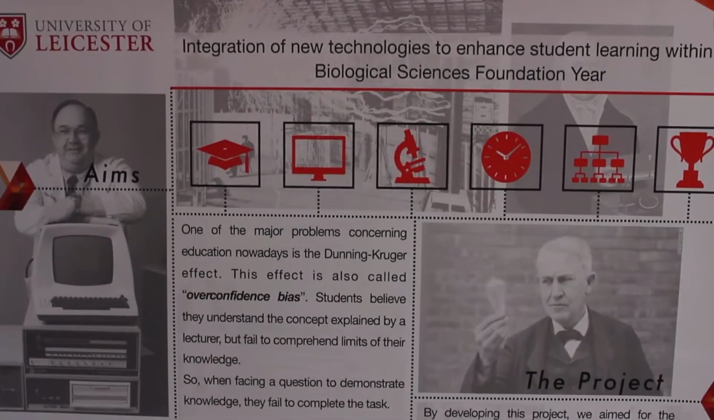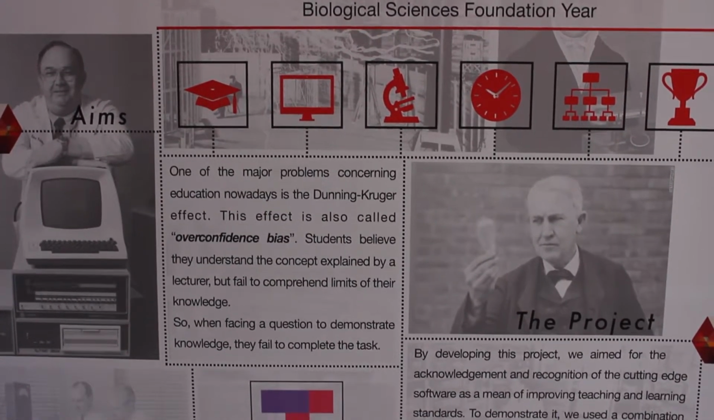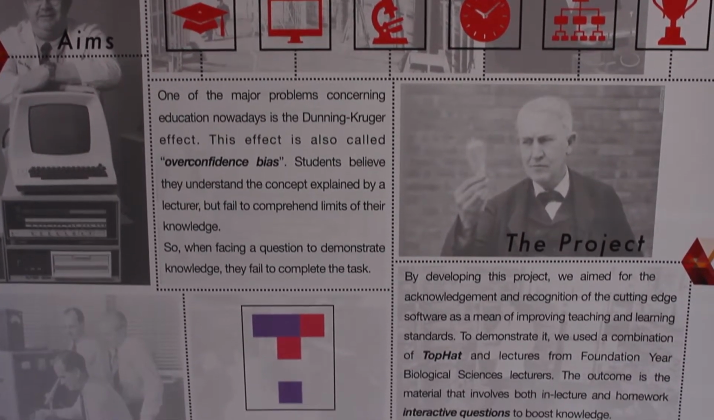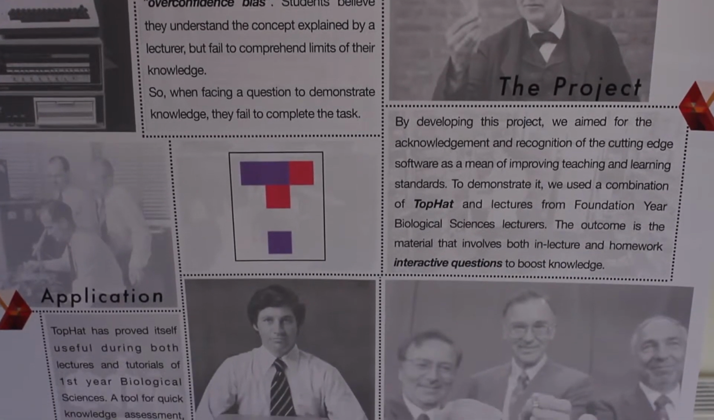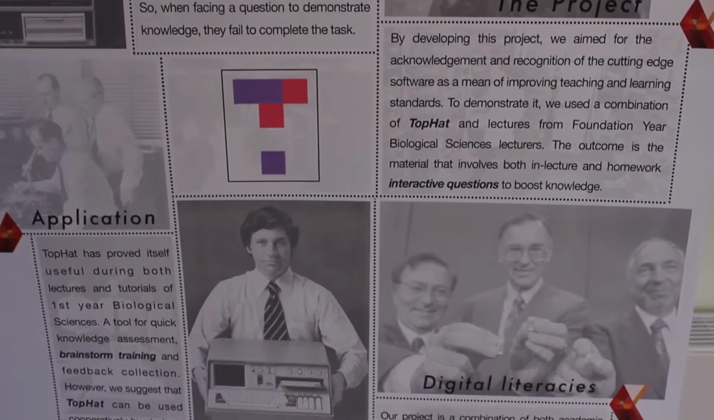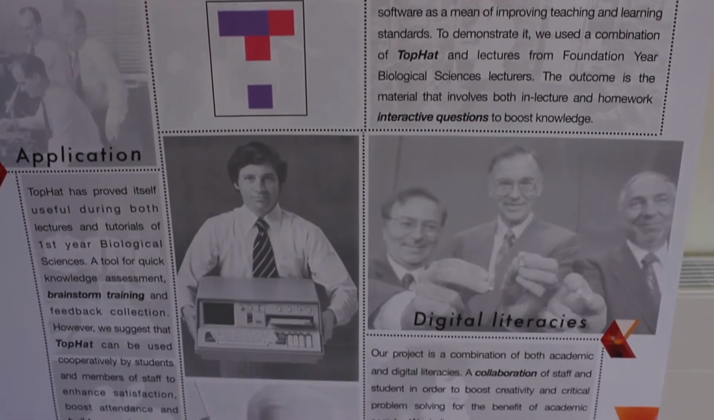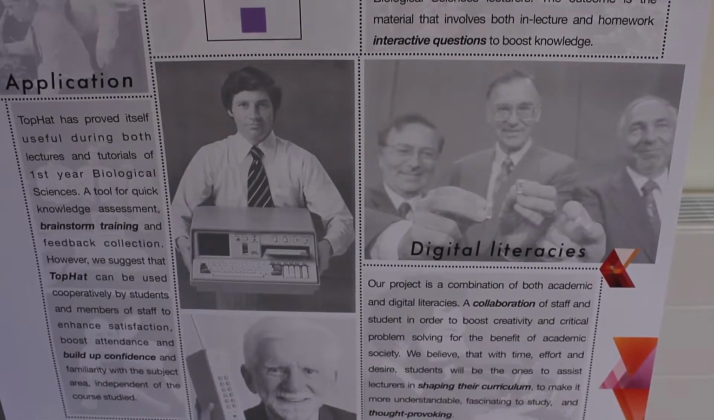So our project is called Integration of New Technologies to Enhance Student Learning within the Biological Sciences Foundation years. What we worked on is that we did the research and found out about the Dunning-Kruger effect, which is also called an overconfidence bias.